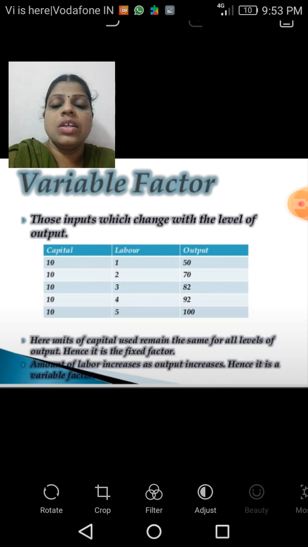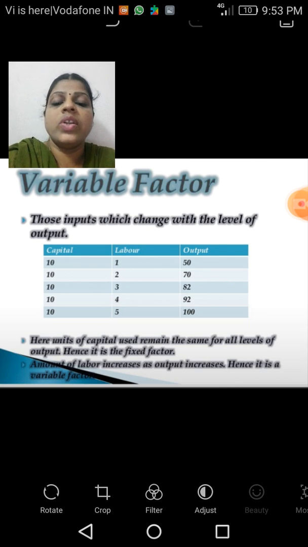Here there is land, labor, capital, as well as the entrepreneur. Land is fixed, capital is also fixed. And what is the variable factor? Yes, that is the labor. And the entrepreneur is the one who manages all these activities, the person who coordinates all these activities. So the variable factor here is labor.